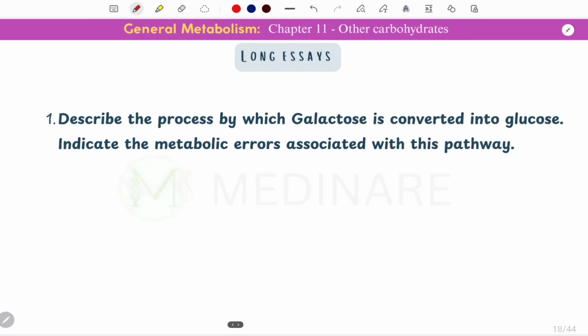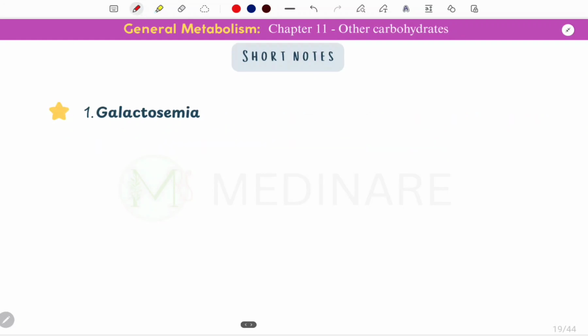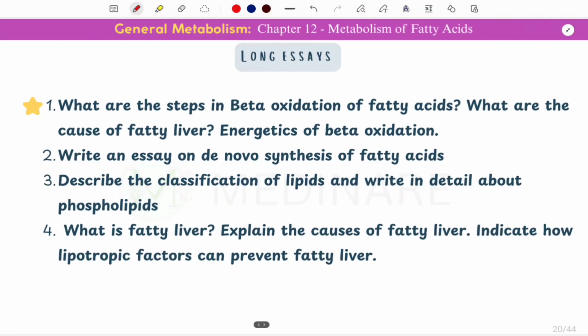Moving on to the next chapter, which is other carbohydrates, where they are asking us to describe the process by which galactose is converted into glucose and also indicate the metabolic errors associated with this pathway. The short notes, galactosemia is a very important one. You have to make sure that you know this. It can be asked in MCQ, in a short note, as part of a 10 mark question, or even in Viva. So make sure you know galactosemia very well.